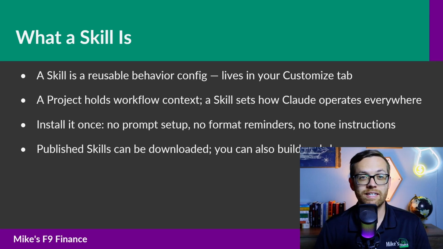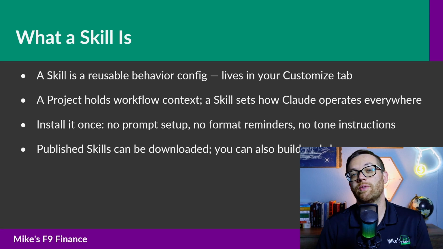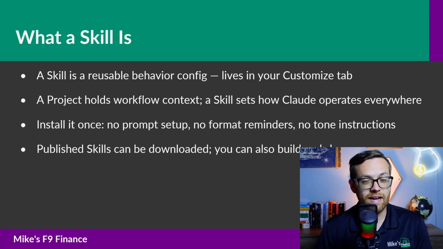A skill is broader. A skill applies to Claude across any conversation, not just one project. It's a set of behavior instructions that runs before anything else. Where a project gives Claude information about your specific organization, a skill gives Claude a way of operating. Think of it this way. The project is your Treasury department. The skill is a trained analyst who already knows how to work across the company.